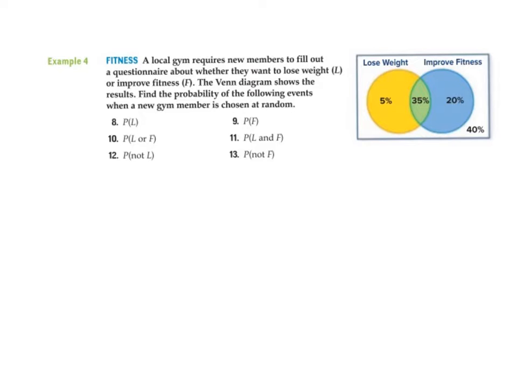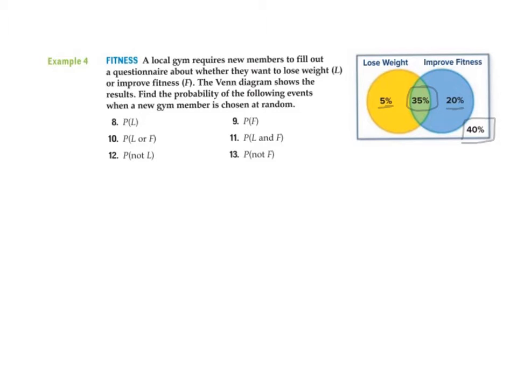All right, so let's have a look at what we've got for example 4. The gym is asking new members to fill out a questionnaire about whether they want to lose weight, which is the L, or whether they want to improve fitness, which is the F. Some might want to go just for classes or something else, where you don't lose weight or improve fitness. Maybe you just want to do something else, I don't know. But anyway, 5% of people just want to lose weight, 20% want to improve their fitness, and 35% want to lose a bit of weight and improve fitness.